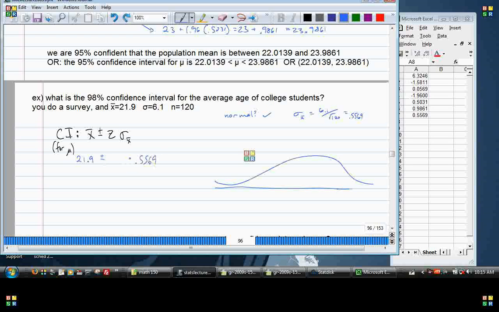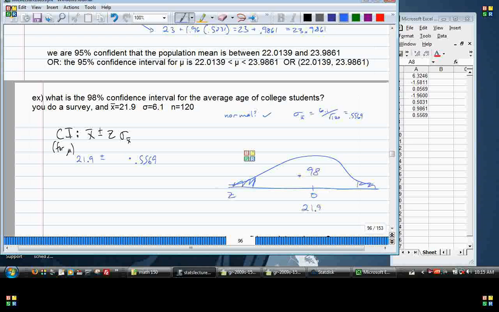So what goes on the picture? 21.9 and two tails. And there's one important thing that we should put on the picture: 0.98, and that's the middle. And 0.01 on each side.